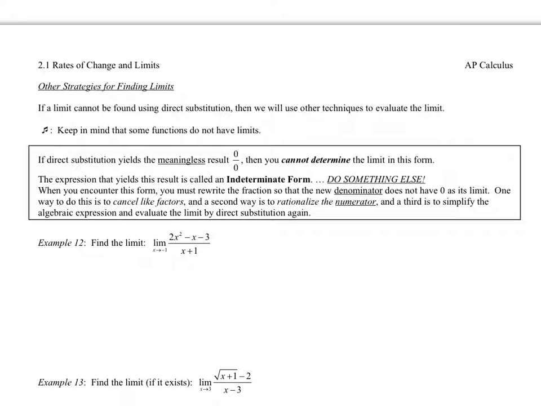So the first thing we try is direct substitution. If direct substitution doesn't work, we got to try something else. Okay? And one of those try something else is cancel and factor, rationalize, or just simplify the expression algebraically. Okay, so one of those three, if it does not work.